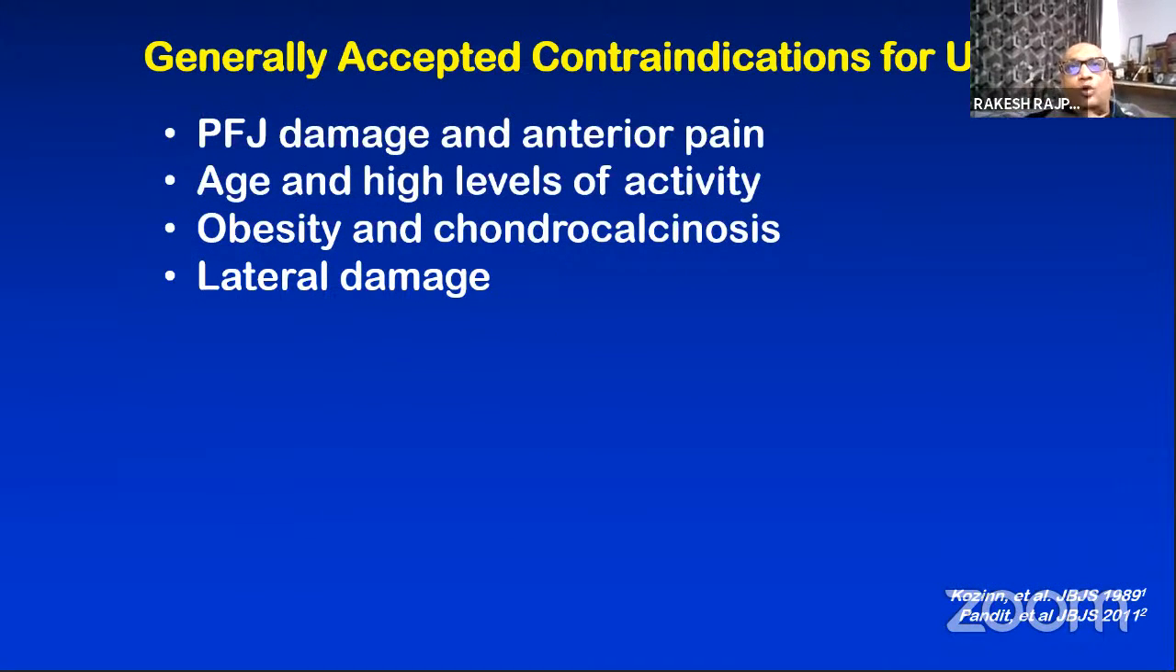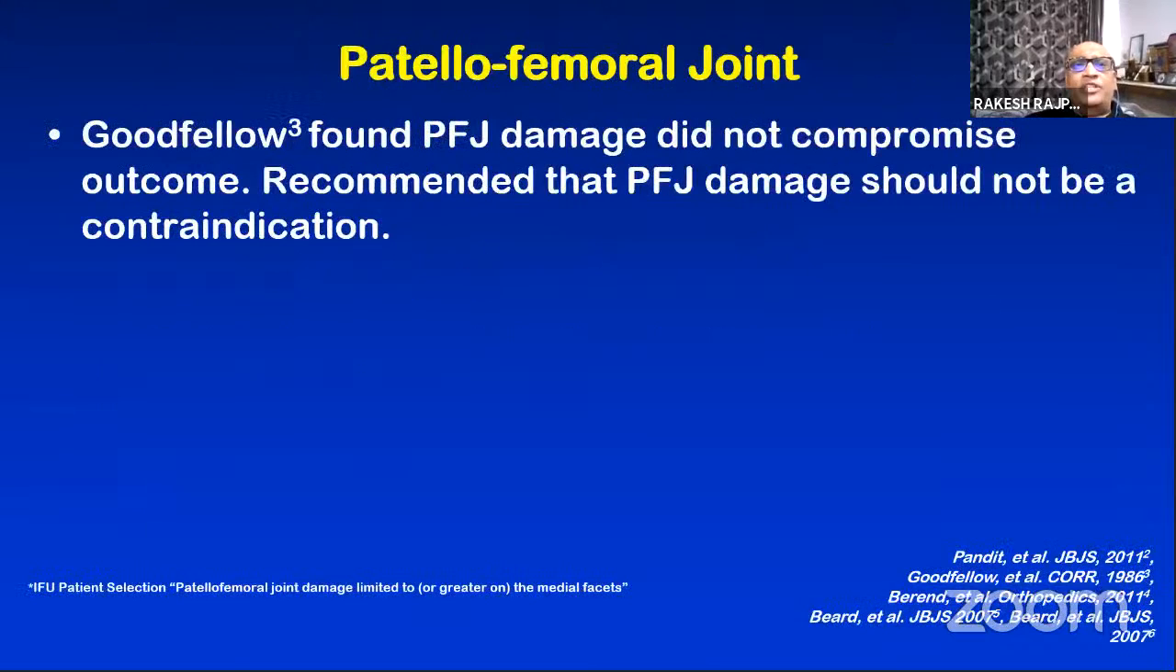Also, I think what we have to look at is that in days gone by, when there were a lot of fixed bearing surgeons, particularly in the US, they were talking about contraindications to knee replacements. They came up with contraindications of patellofemoral joint damage, age, high level of activity, obesity, chondrocalcinosis, and lateral damage. Now, this was the criteria which we label as the Kozinn and Scott criteria. And if you use this criteria, the majority of your patients will become unsuitable for going through a unicompartmental replacement.